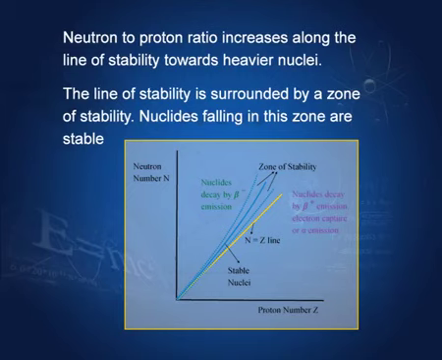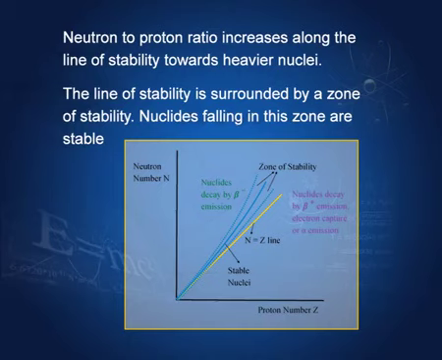I will show you this. We have plotted here the neutron number and the proton number, N and Z. You see that this thick blue line is the line of stability. Nuclei lying on that line are stable nuclei, and around that line there is a zone of stability. All nuclei existing in this zone, within these dotted lines, are stable nuclei. Outside this, the nuclei are unstable.